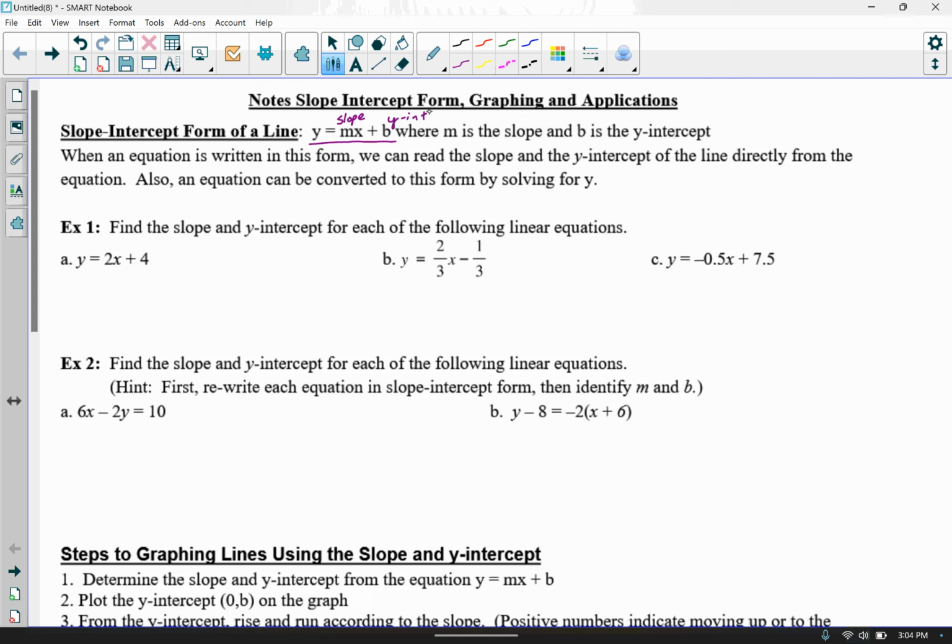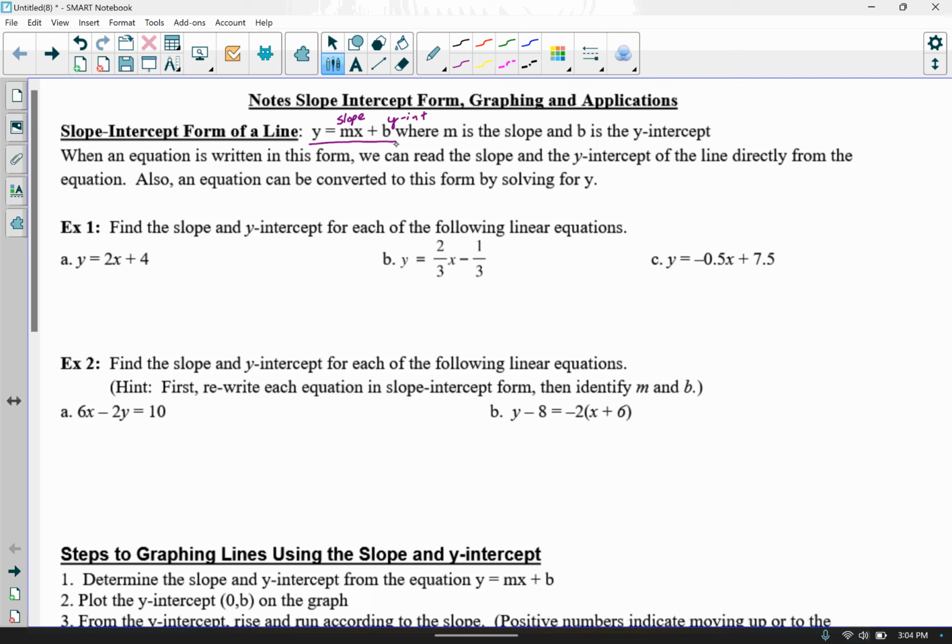And if an equation is not already solved for y, it can be solved for y so that you can identify what the slope and y-intercept are. But after an equation is solved for y, the number in front of x is your slope, and the number that's being added or subtracted at the end is your y-intercept.